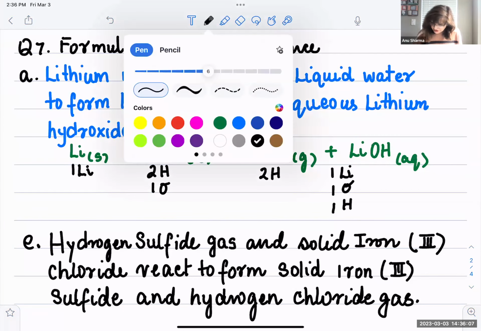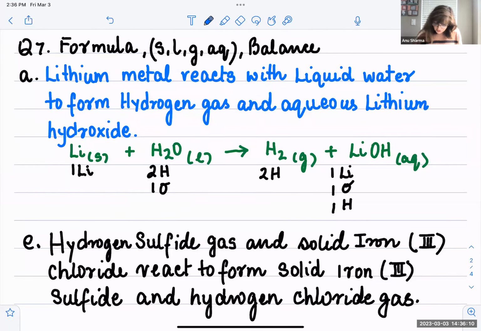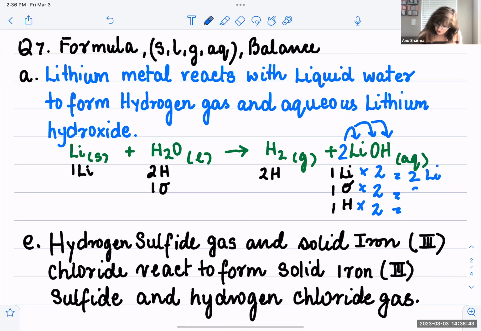Okay, so here the tricky part is where to start. If you start with lithium hydroxide, we see that the hydrogens are two on one side, but there are three hydrogens on the other side. So we need to fix the hydrogens, okay? So look at the oxygen later. First thing, bring two here. So this two applies to lithium, oxygen, and hydrogen. So this makes it two lithiums, two oxygens, two hydrogens, and you have two lithiums, two oxygens, and two hydrogens.